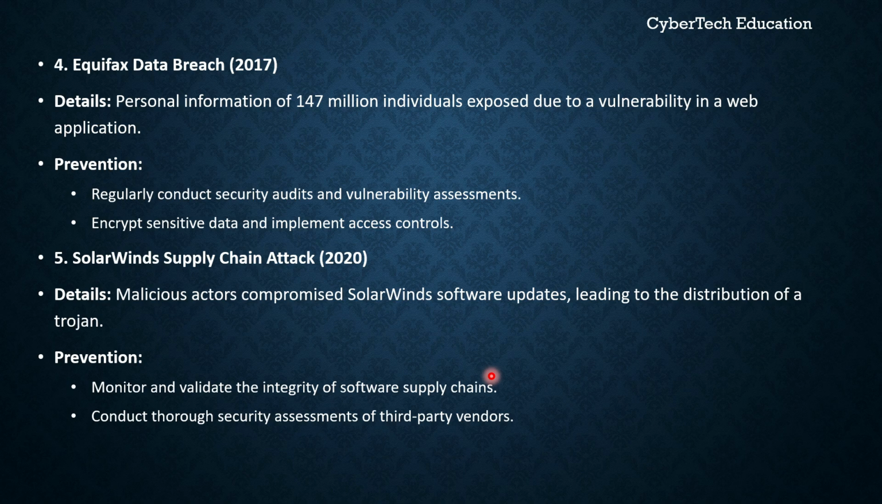We have the SolarWinds supply chain attack of 2020, where malicious actors compromised SolarWinds software updates, leading to the distribution of a Trojan. To prevent this, monitor and validate the integrity of the software supply chain, and conduct thorough security assessments of third-party vendors.